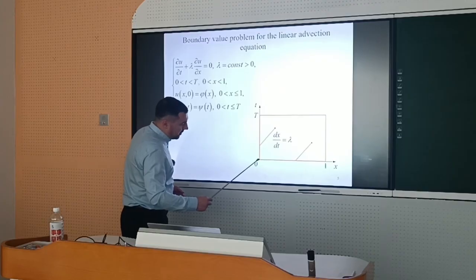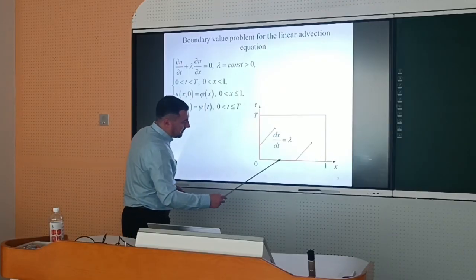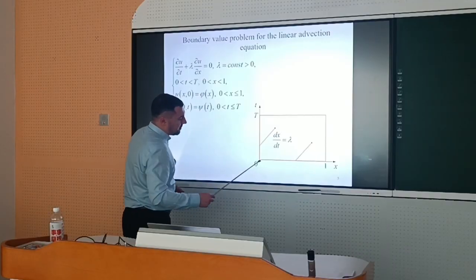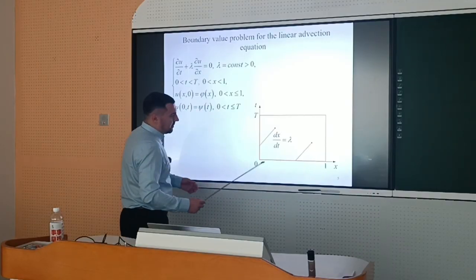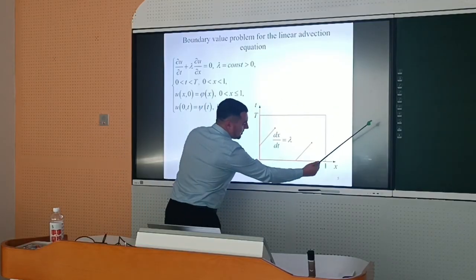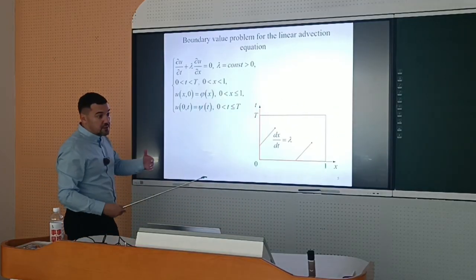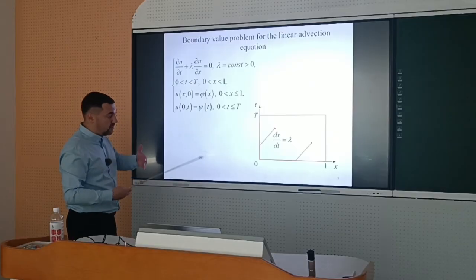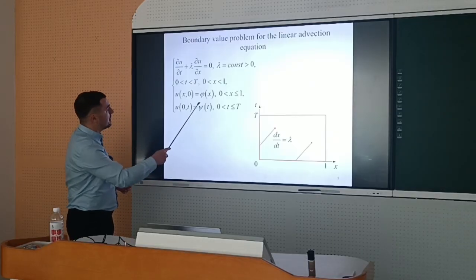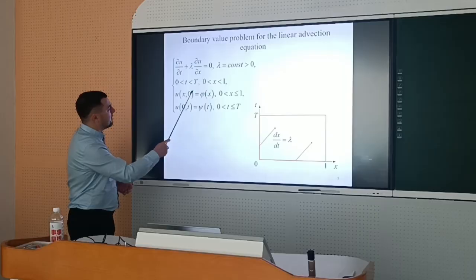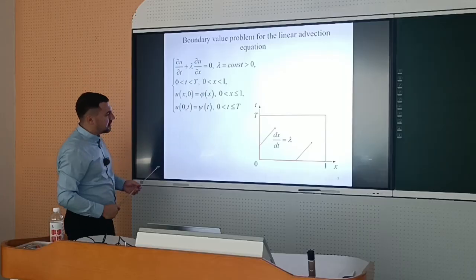So it means that we should know the solution at each point of the interval from 0 to 1 on the x-axis. So this interval corresponds to the initial solution. So we need the initial solution. This is the phi function here in this example.